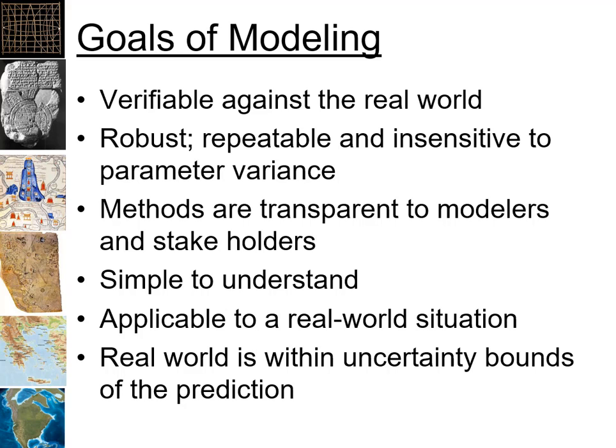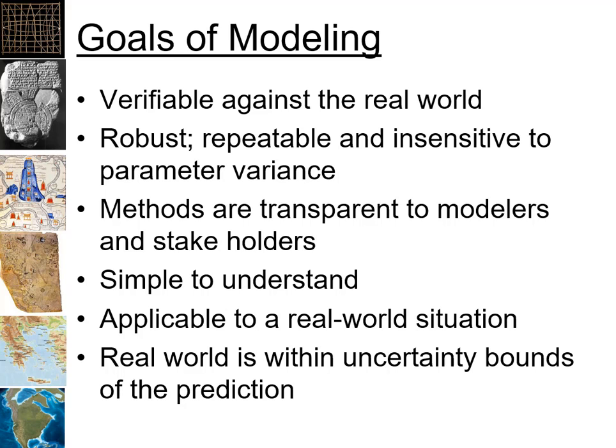Should be applicable to real-world situations. So again, not only verifiable, but applicable. Climate change is a great example. It's a real-world situation that folks are modeling all over the world, trying to get a handle on. And of course, a lot of you are already dealing with real-world situations and real data. And the real world should be within uncertainty bounds of the prediction. So it's a little more abstract, but basically you want to make sure you have realistic results.